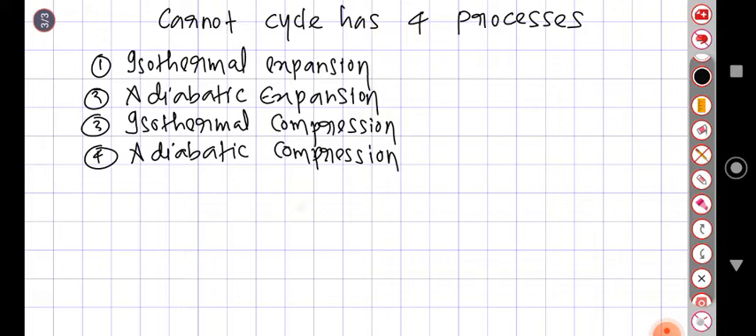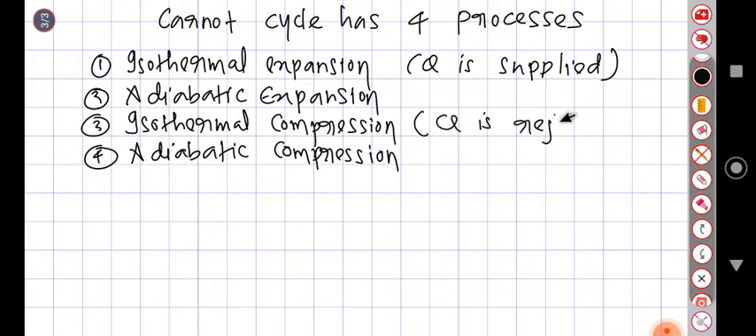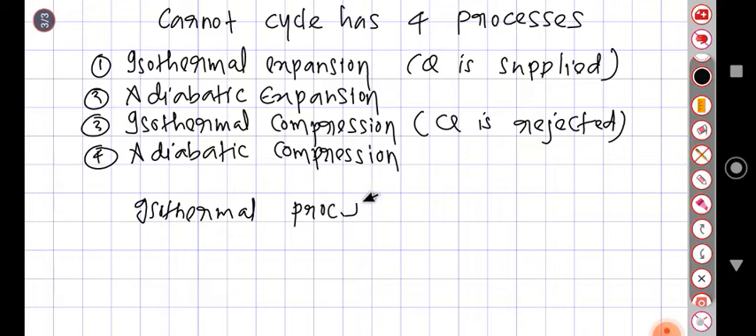So the adiabatic compression and isothermal compression, these are the four. And see here, in isothermal expansion, Q is supplied, that is heat is supplied. In isothermal compression, Q is rejected, meaning heat is rejected. So in the total of four processes, there are two isothermal and two adiabatic. We understood that the isothermal process is a very slow process.